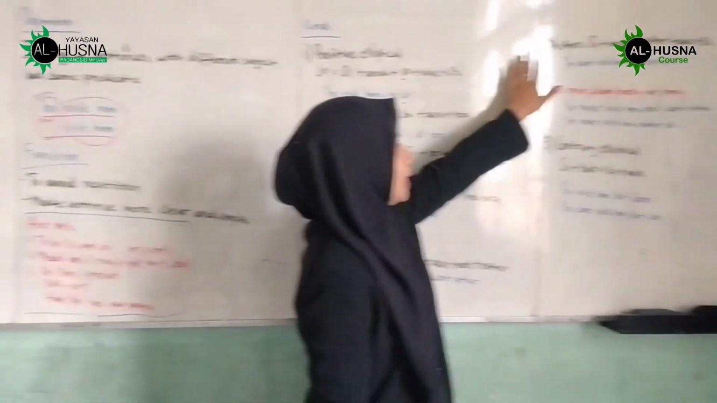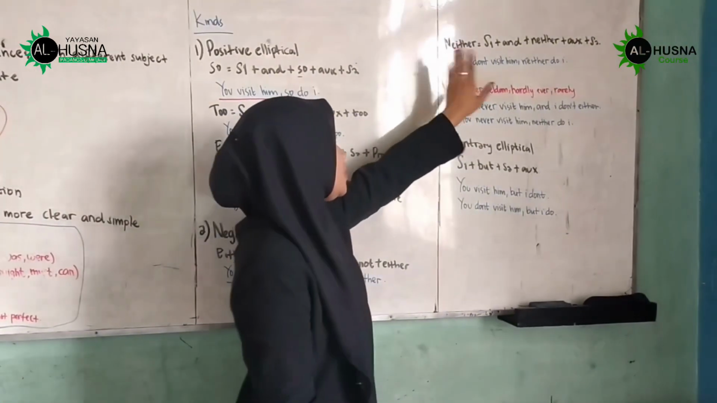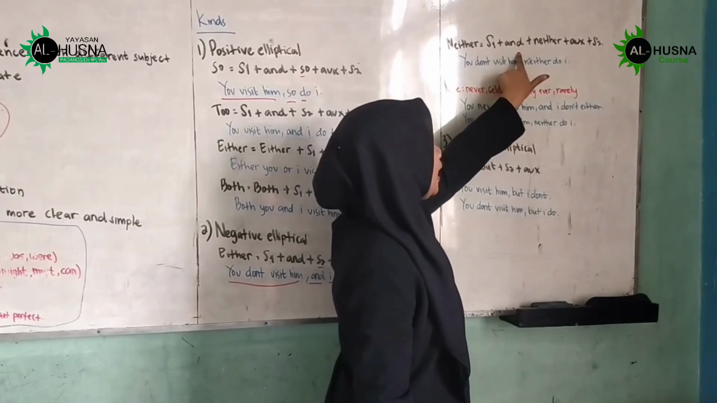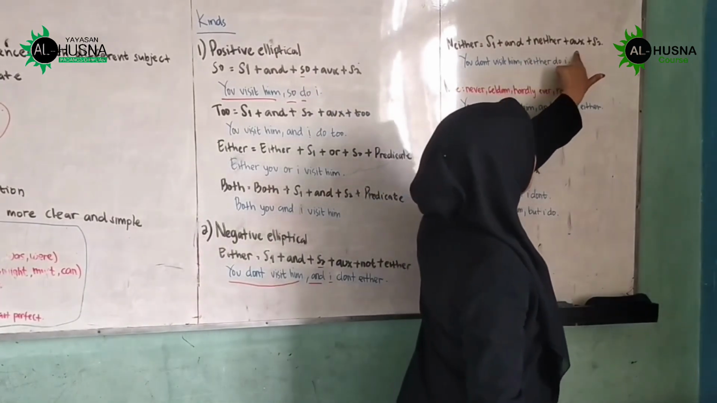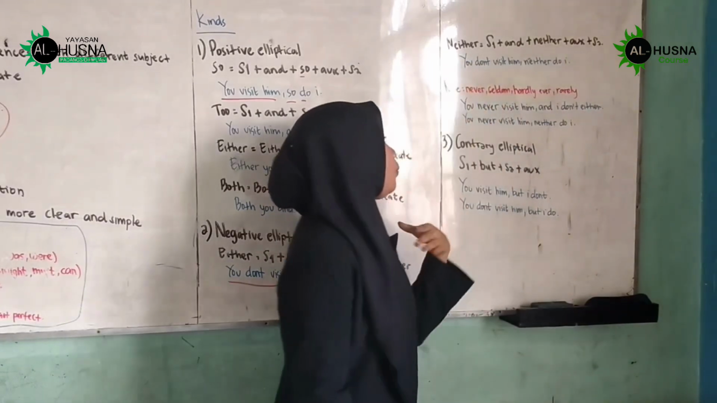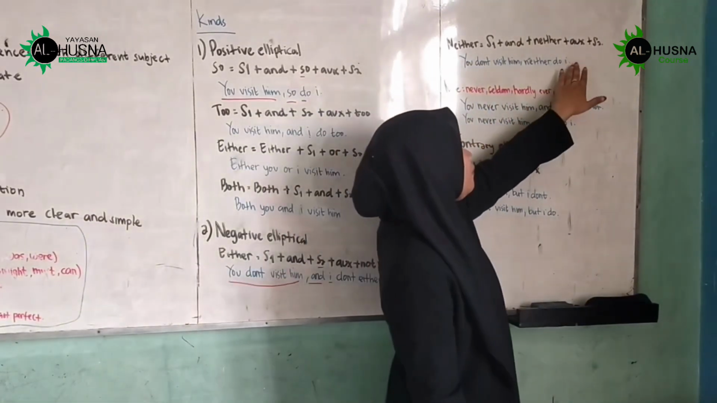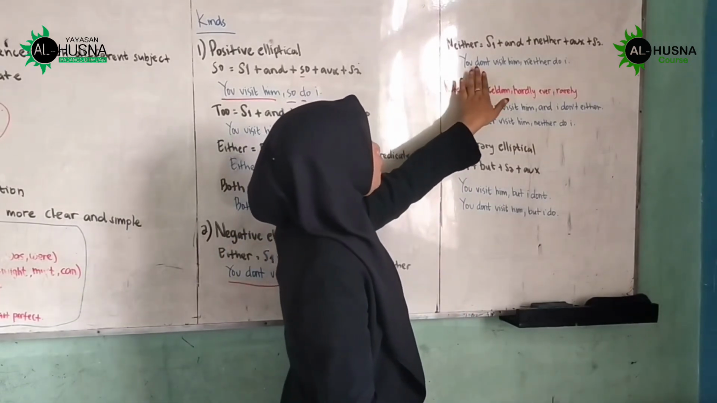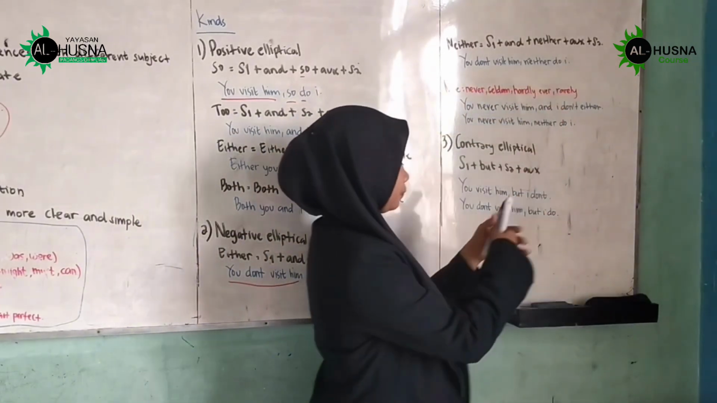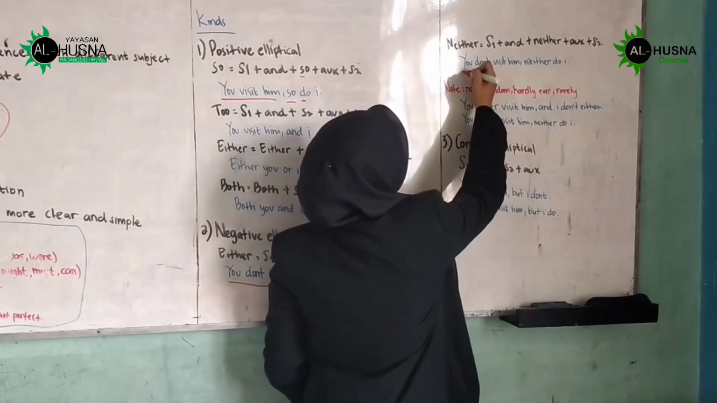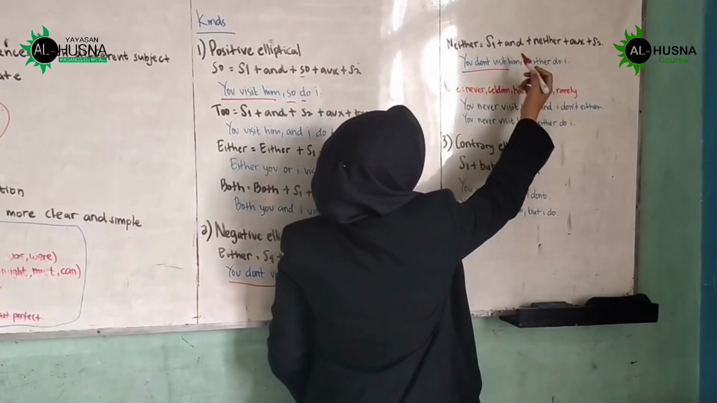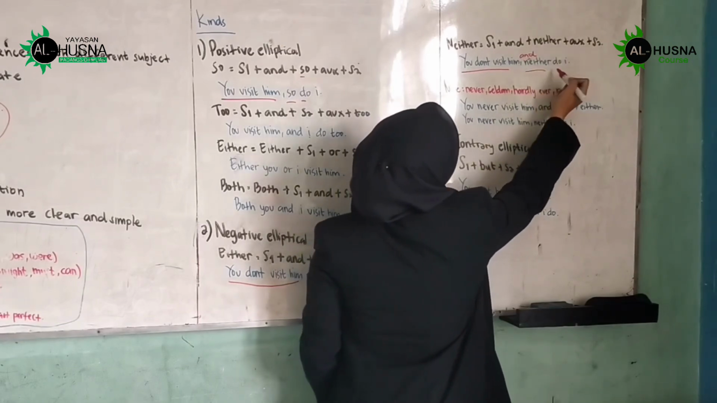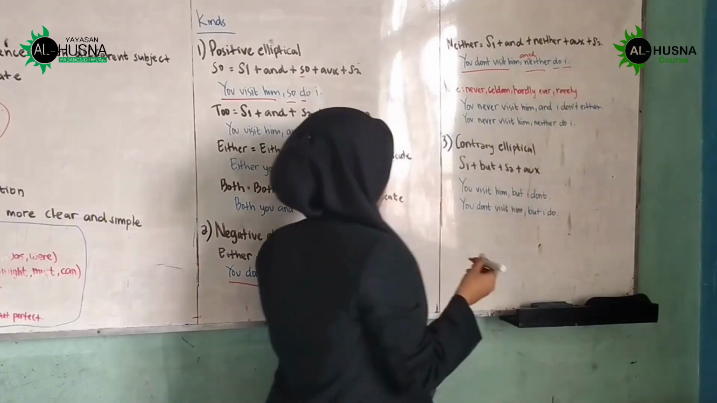Next, the second type in negative elliptical, there is neither. With form first sentence plus conjunction plus neither plus auxiliary plus second subject. In neither, we don't need to make the auxiliary negative because neither is the same as not either. With example, you don't visit him, neither do I. You don't visit him as the first sentence, conjunction, and here, neither, auxiliary verb and the subject.